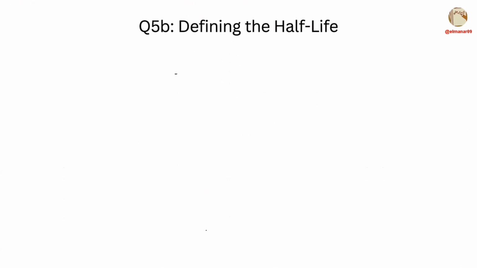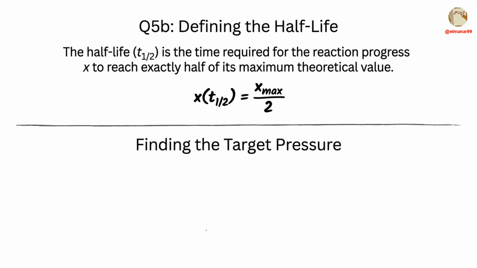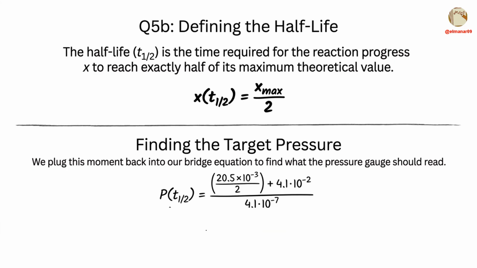Question 5b. Defining the half-life. The half-life, T sub 1/2, is the time it takes for the reaction to get halfway to the finish line. In terms of progress, it's when X reaches Xmax divided by 2. To find the half-life from our graph, we first need to know what pressure corresponds to that halfway point. Step 1. Target X equals 20.5 times 10 to the negative third divided by 2.